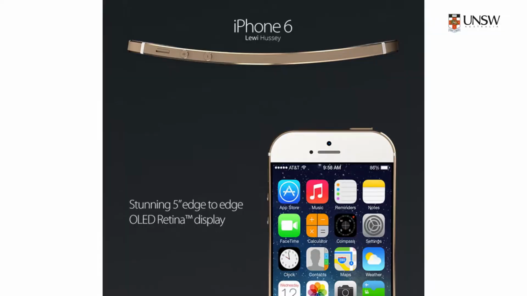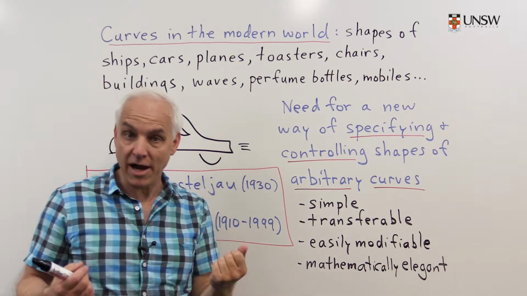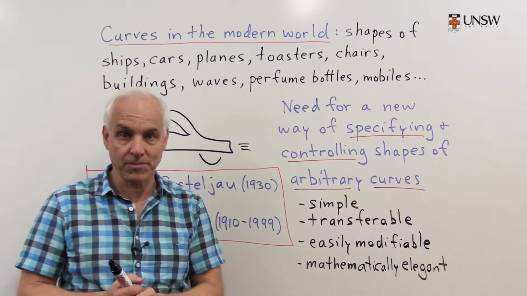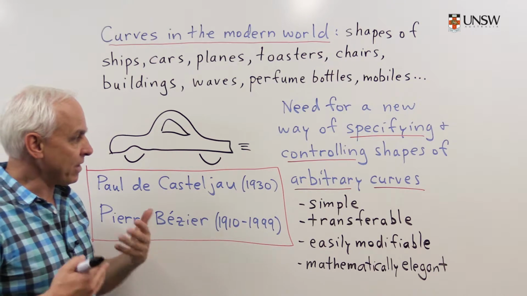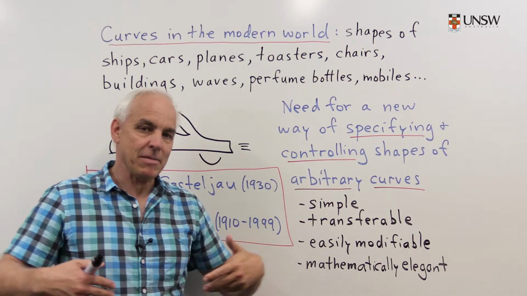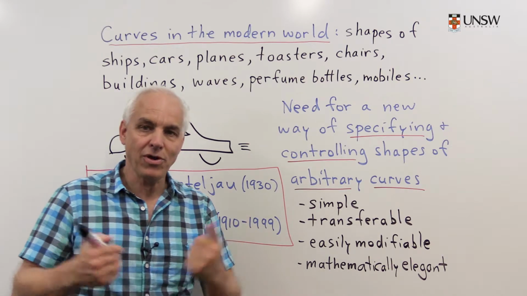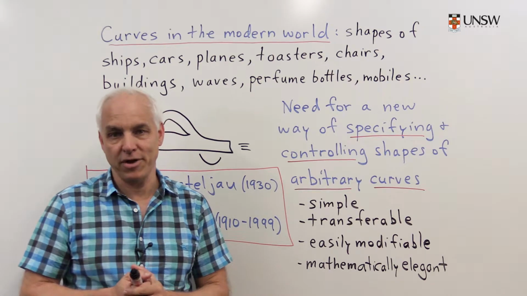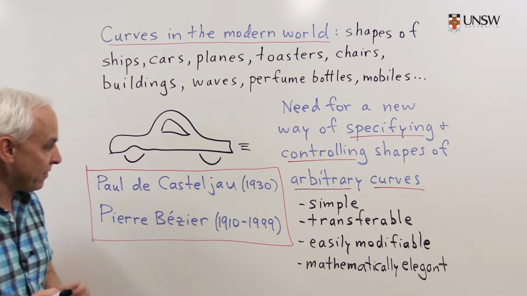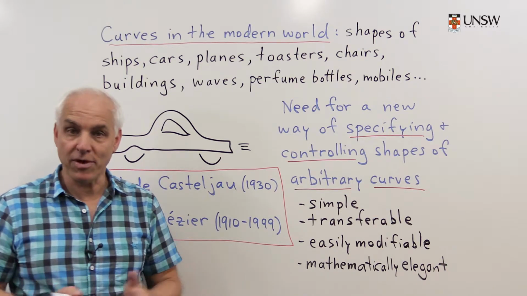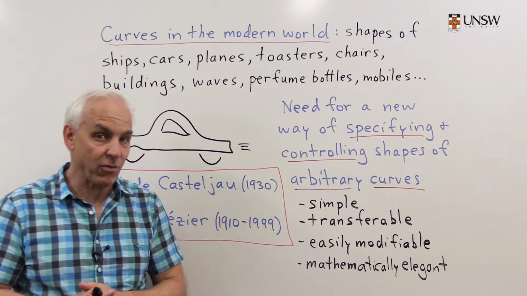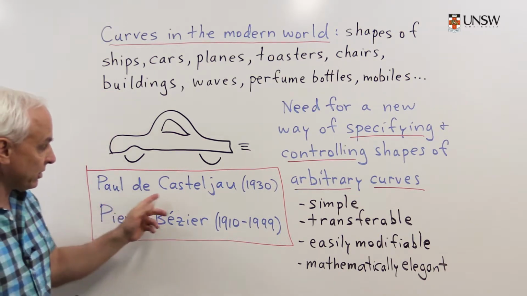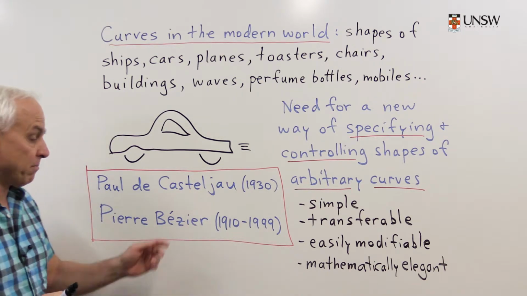Everywhere we look in the modern world, there are curves, and these curves have to be designed by someone and have to be constructed and created by engineers and builders and so on. So in the modern world, it became clear that we needed a more general and flexible way of thinking about curves that goes beyond the classical theory. And remarkably, it was two French engineers who came up with this beautiful and powerful way of thinking about curves relatively recently. So they were Paul de Casteljau and Pierre Bezier.